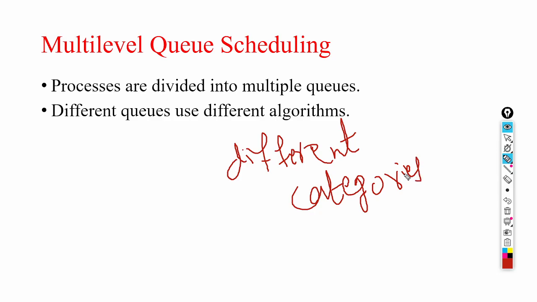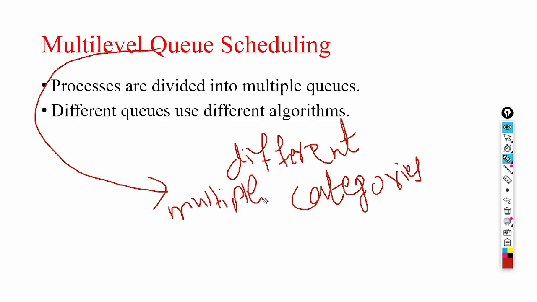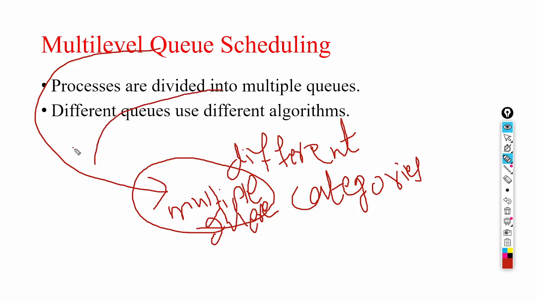Instead of one queue, multiple queues are maintained here. Till now we discussed only single queues, but in multi-level queue scheduling we are using multiple queues. Each process is available in one of the multiple queues, and each different queue uses a different algorithm.